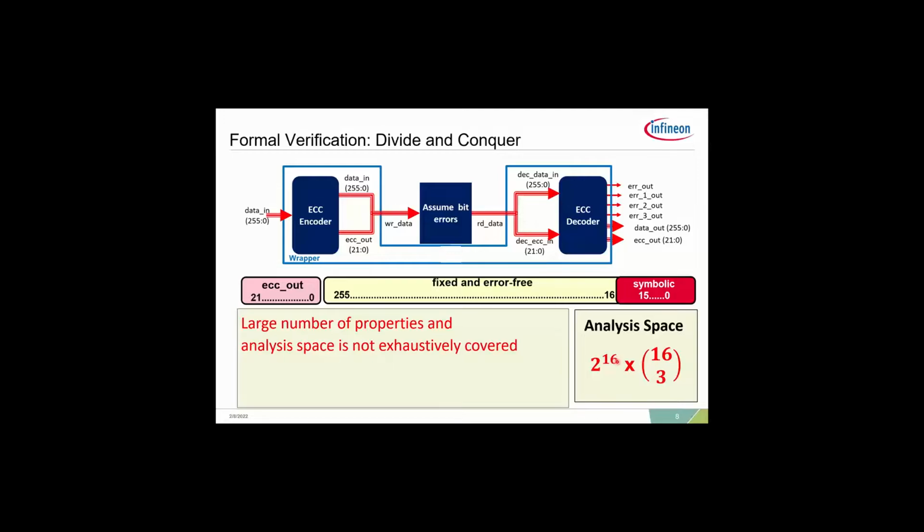But the problem here is, of course, we have to repeat the same property over the complete vector. And the main problem is that we have a verification hole, because the ECC has not been exhaustively verified. The reason is that, in reality, the bit flip can occur anywhere within this 278-bit vector, and we are only proving a smaller part of all these possible combinations. So even though we get some complete proofs with this method, there is still a coverage hole or verification hole.